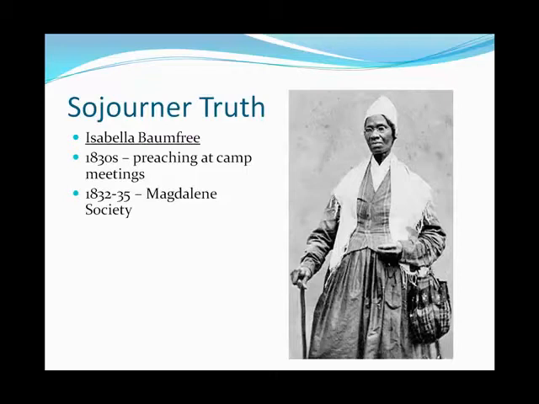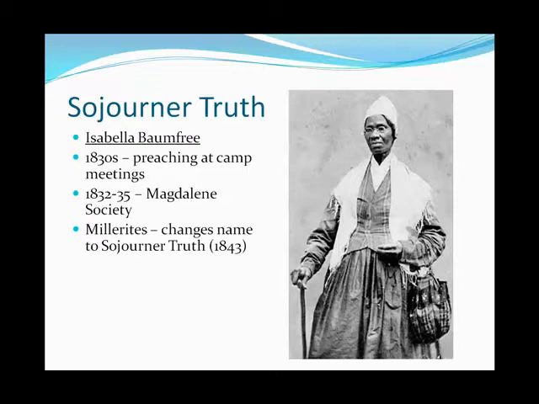Isabella was also influenced by the biblical prophecies of a man by the name of William Miller, who predicted that the world would come to an end in 1843. Isabella changes her name to Sojourner Truth in 1843, begins traveling in the South and exhorting people to embrace Jesus.